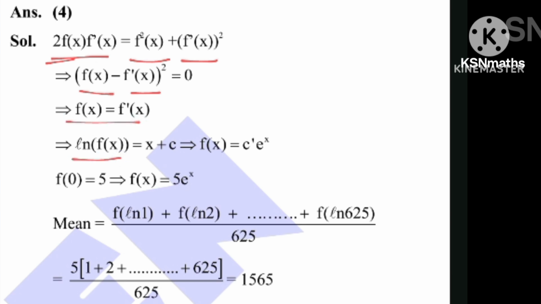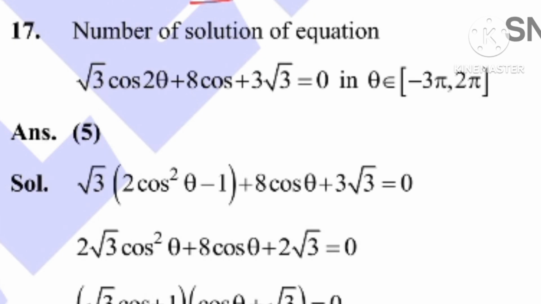Log of f of x is equal to x plus c. Now f of x is equal to c dash e power x. Now f of 0 is equal to 5, f of x is equal to 5 e power x. The mean is equal to f of log 1 plus f of log 2 plus so on f of log 625 by 625, so 5 into (1 plus 2 plus so on 625) by 625. The answer is 1565.